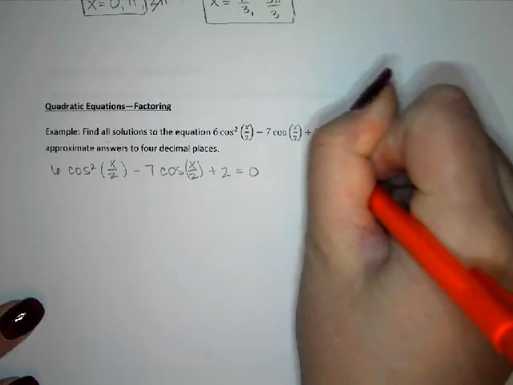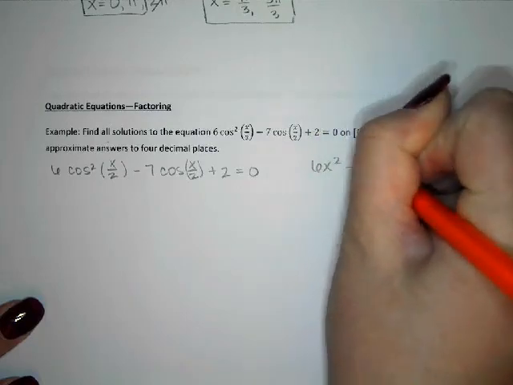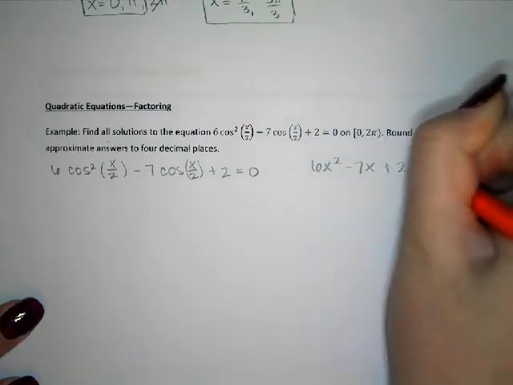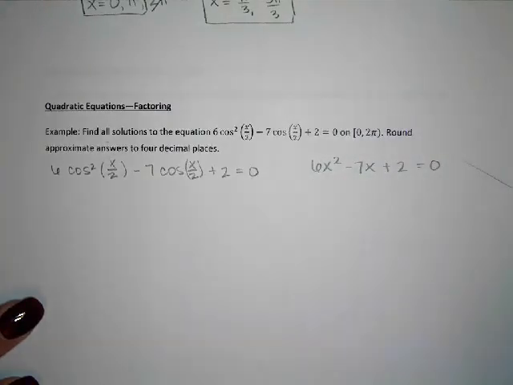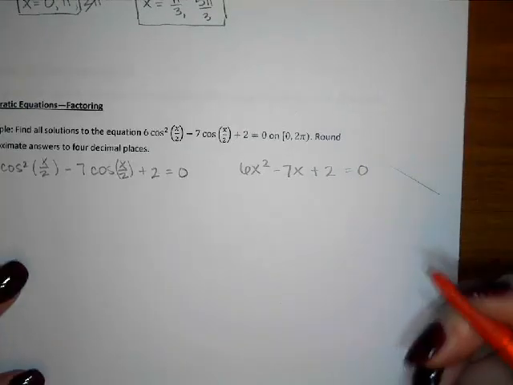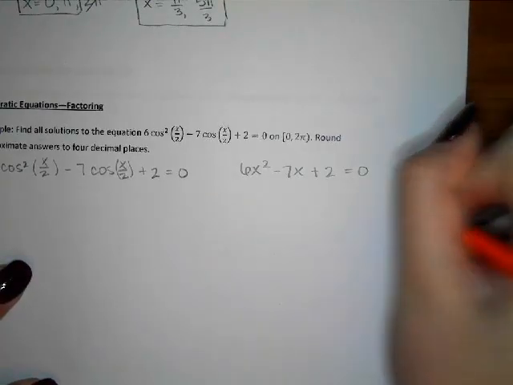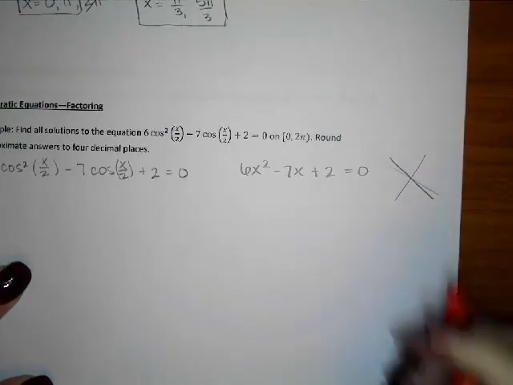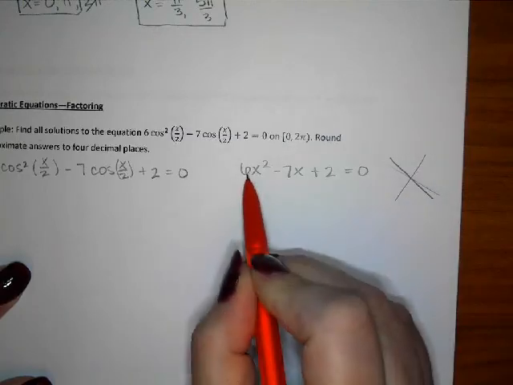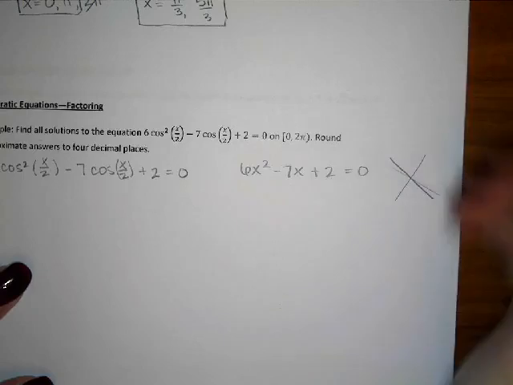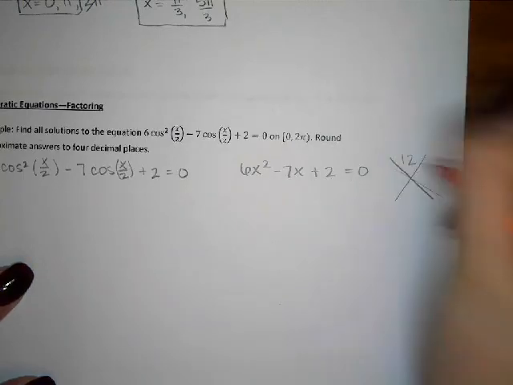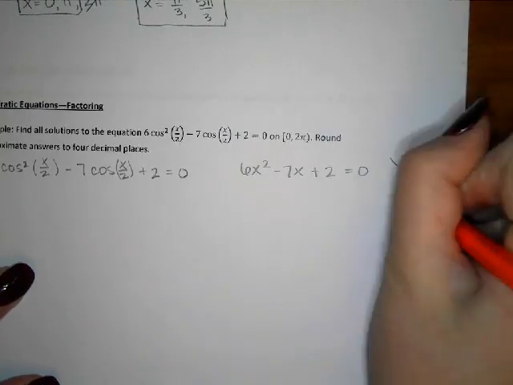6x squared minus 7x plus 2. So this would be the quadratic that I would be factoring. If we were using the slide divide method, we would look for two numbers that are going to multiply to 6 times 2, so two numbers that multiply to 12 and add to negative 7.